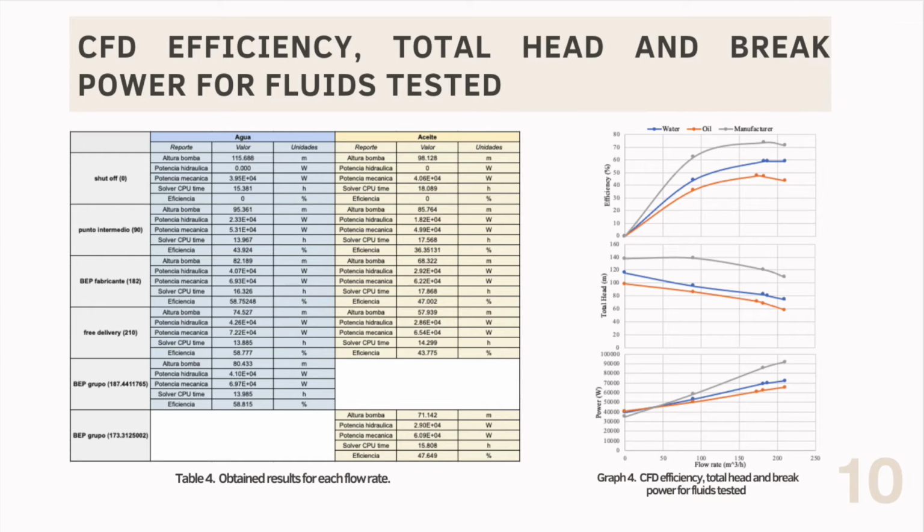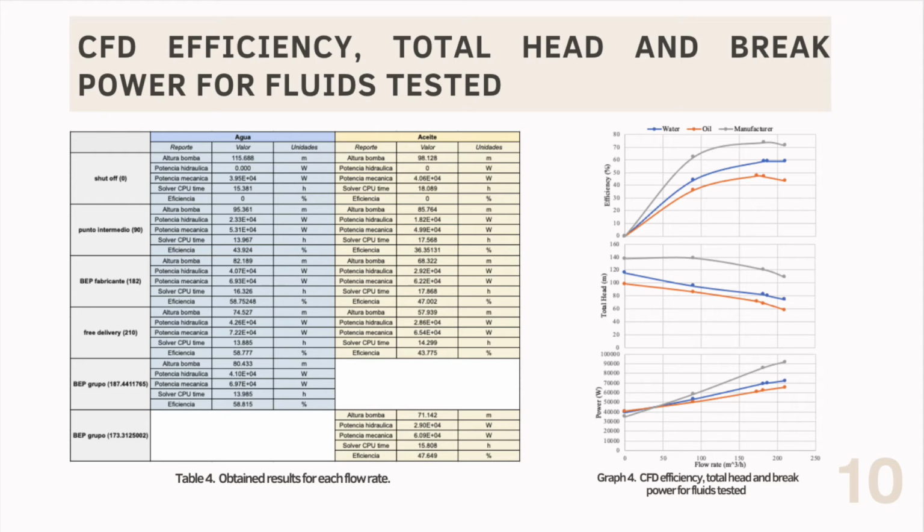Additionally, it was found that there is a directly proportional relationship between mechanical power and flow rate. The greater the flow, the greater the mechanical power. This result makes sense since this power refers to the amount of work per unit of time, and the more volume you have, the more work will be required to move the fluid from one side to another.